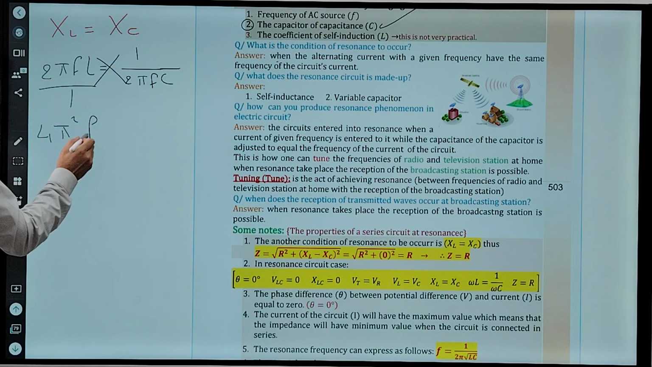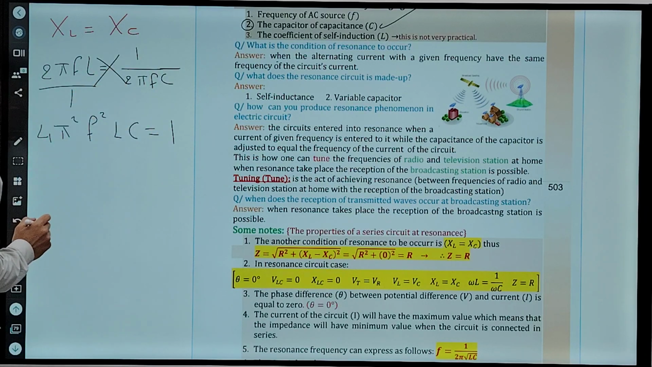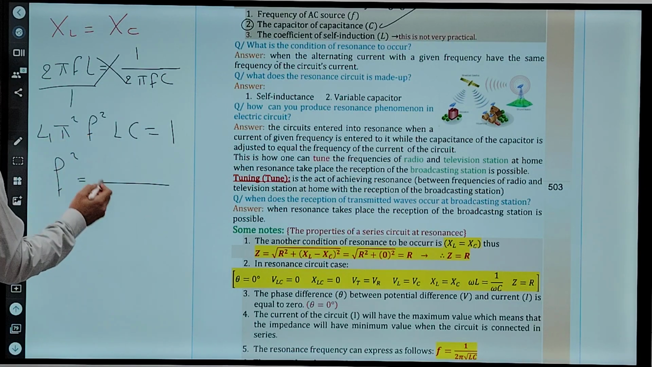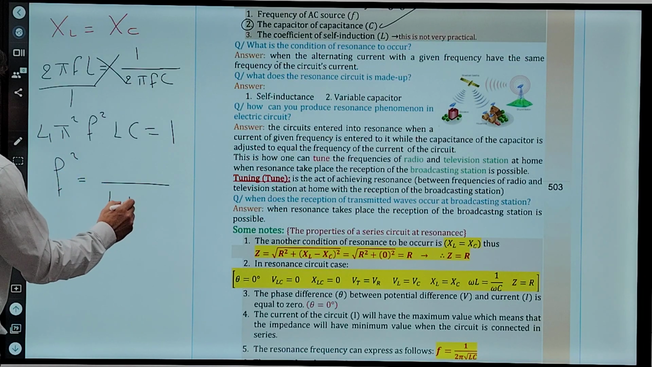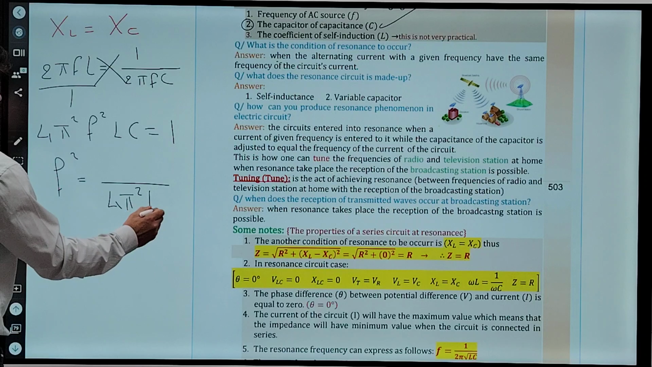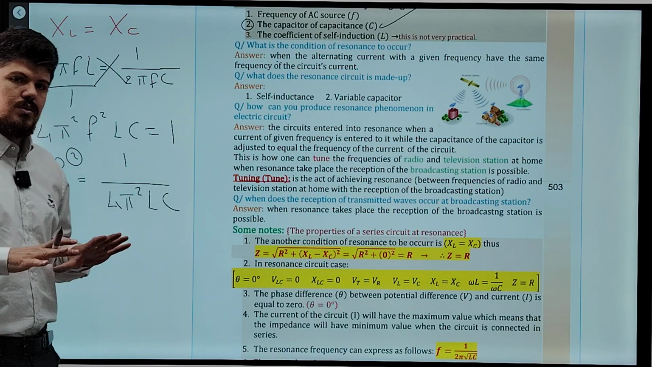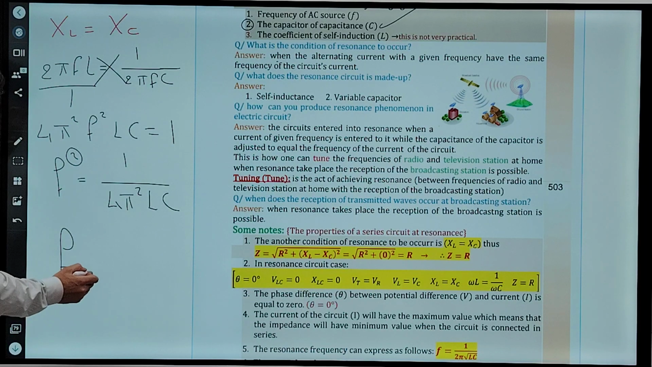4 pi squared times f squared times LC is equal to what? 1. Rearranging this equation to find f squared, you take 4 pi squared LC to the denominator, so it becomes 4 pi squared LC, and 1 is in the numerator. You have to remove this square because we have to find the absolute frequency, not the square frequency, of the circuit. Okay? f is equal to what?